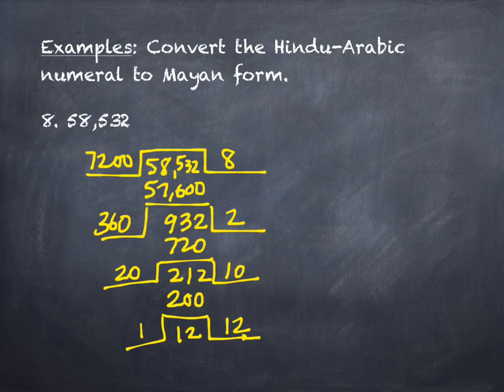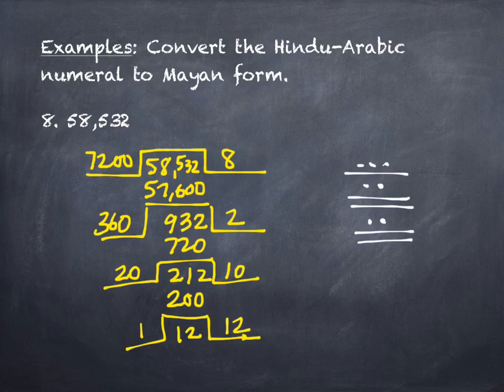Okay, we always get all the way down to the divide by 1 business, and of course the last answer is the number itself. All right, how do I write an 8? 3 dots and a line. How do I write a 2? 2 dots. How do I write a 10? How do I write a 12?